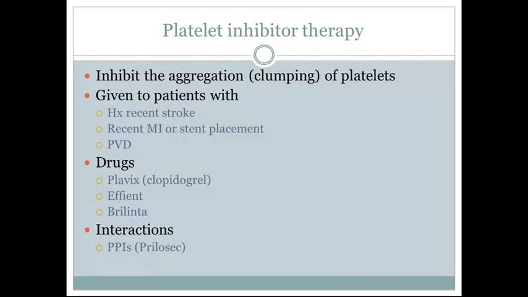Platelet inhibitor therapy. They inhibit the aggregation or clumping of platelets, given to patients with a history of recent stroke, recent MI or stent placement, and also peripheral vascular disease. Drugs in this class are Plavix or clopidogrel, Effient, or Brilinta. The main interaction with this drug class is our PPIs, or proton pump inhibitors. Patients on Plavix cannot take Prilosec.